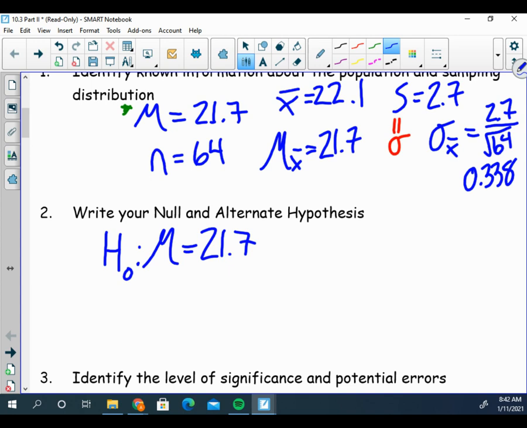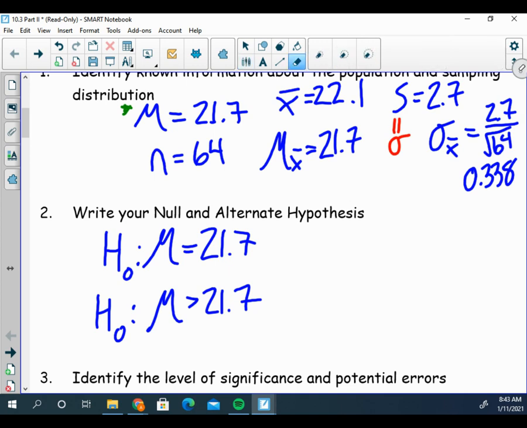Nothing new. Again, don't do this based on your test statistic, but if we read the language of the problem above, they want to see if their average age has increased by offering more of these evening courses, maybe for working adults. So we want to see if that 21.7 went up. Do we have more older students attending the school? That should be your alternate hypothesis.